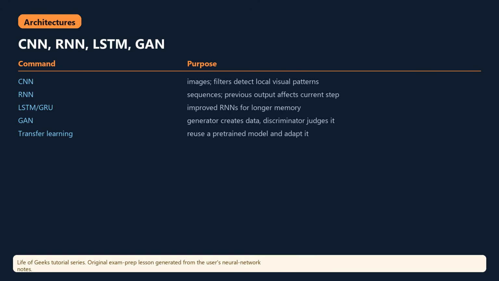A GAN, or generative adversarial network, has 2 networks: a generator that creates fake data and a discriminator that tries to tell real from fake. Transfer learning means starting from a pre-trained model and adapting it to a new task. For most exams, you need the high-level purpose and 1 example use case.